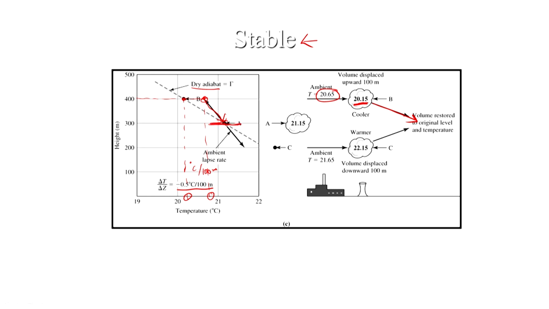Let's say I push this packet of air downwards, and let's look at this graph out here. So what's hotter and what's cooler? The surrounding temperature, the ambient one, is out here, and the dry packet of air which was pushed down is out here. And as you see, the ambient temperature, or the environment, is relatively cooler.